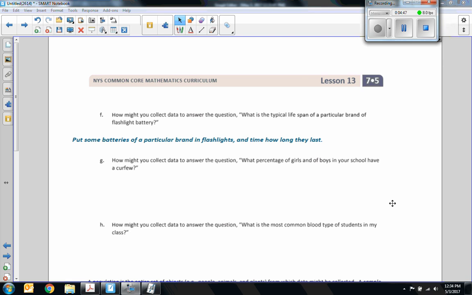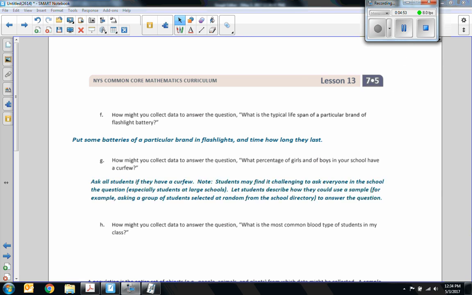G, how might you collect data to answer this question? What percentage of girls and of boys in your school have a curfew? Okay, so what you could do here is ask all students if they have a curfew. Students may find it challenging to ask everyone in the school the question, especially students at large schools. Let students describe how they could use a sample. For example, asking a group of students selected at random from a school directory to answer the question.